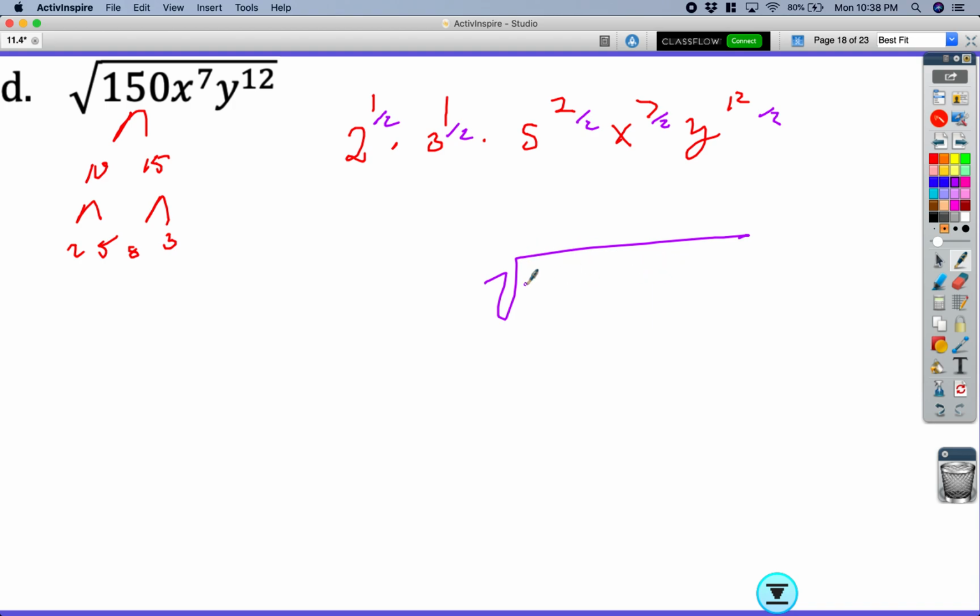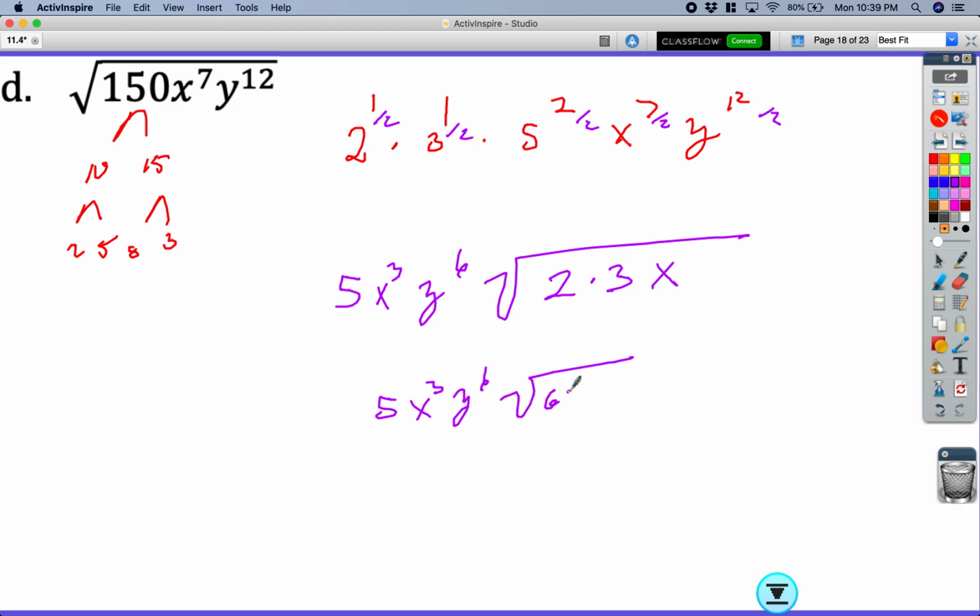So any leftover remainders, non-whole numbers, fraction exponents will go on the inside. So 2 to the 1/2, no whole number, so I just put the 2 right here. Times 3 to the 1/2, I just put 3 right here. And 5 to the second over 2 is just 5. And then x to the 7th, it would be x to the 3rd power would be my whole number. So let's go ahead and write x to the 3rd with a leftover x on the inside. And y to the 12th divided by 2 is just y to the 6th. This would give me 5x to the 3rd, y to the 6th, times the square root of 6x.